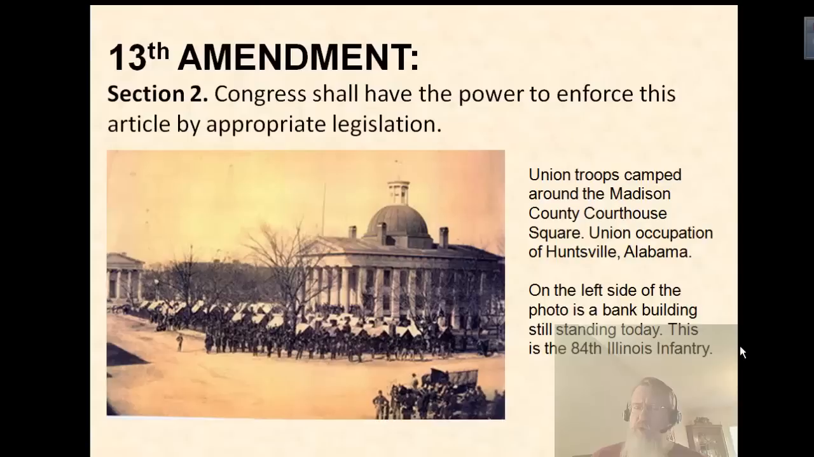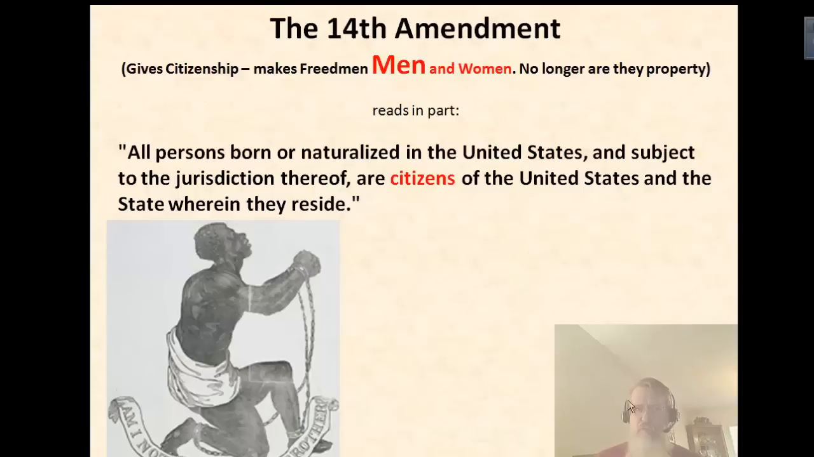Well, the 13th Amendment that abolished slavery once and for all gave Congress the power to make laws to make sure. And one of the laws they made was to have Union troops, what they called occupying the South.